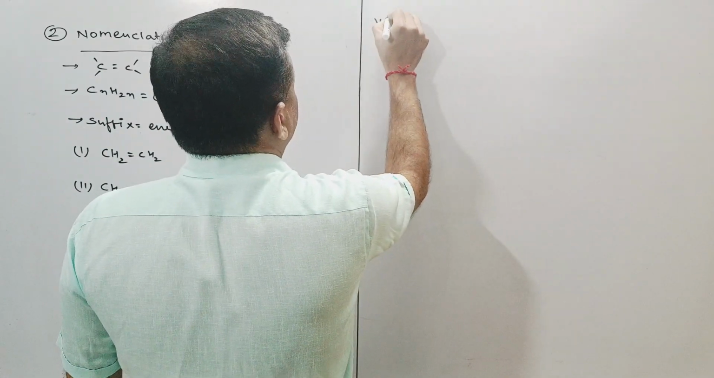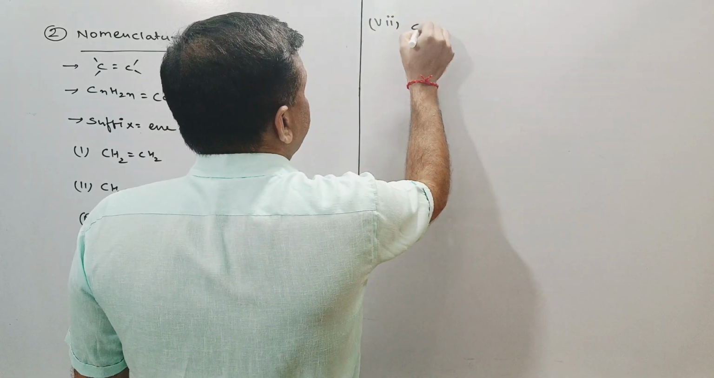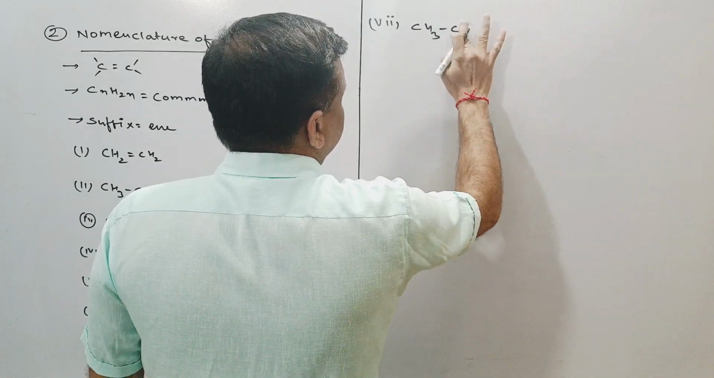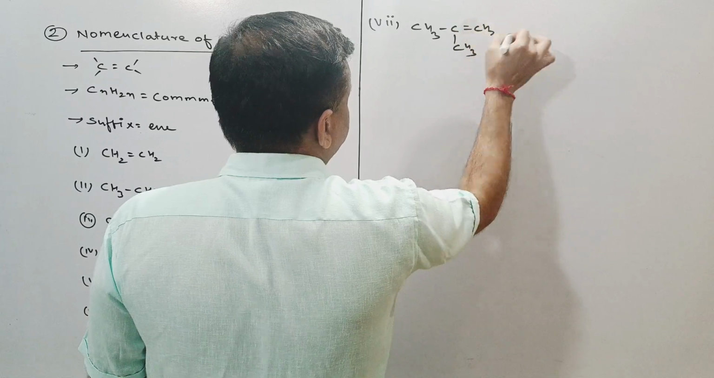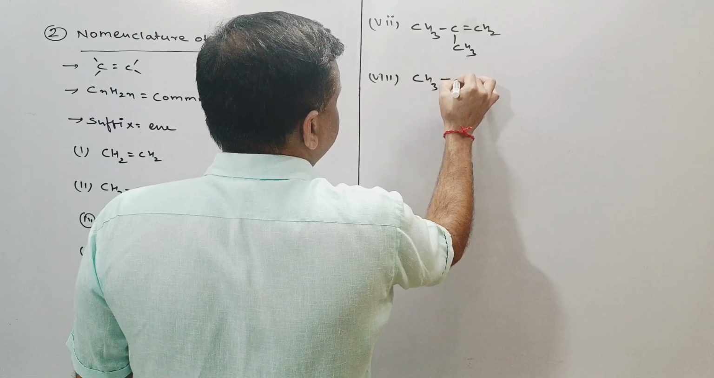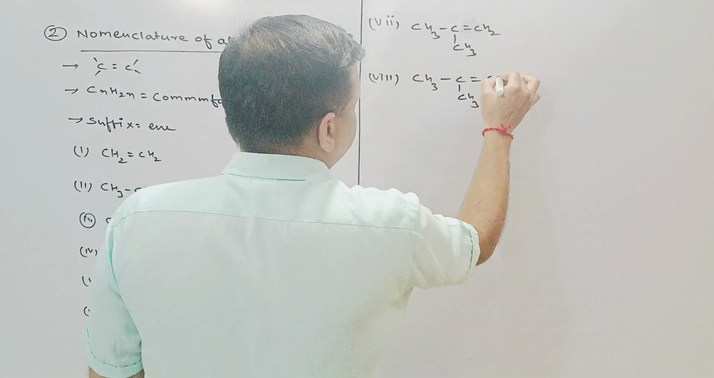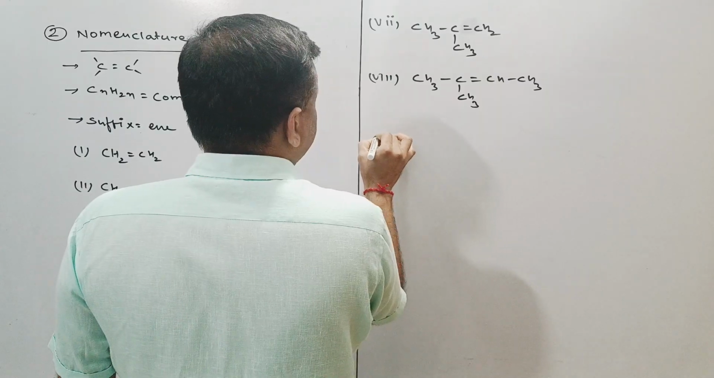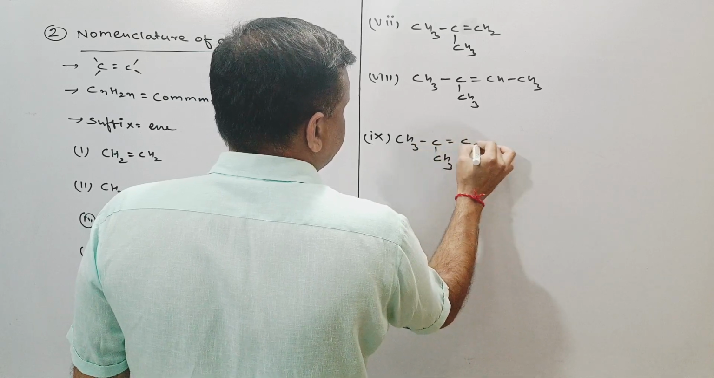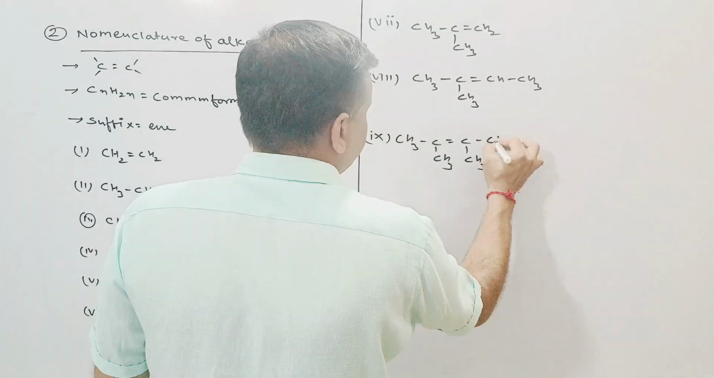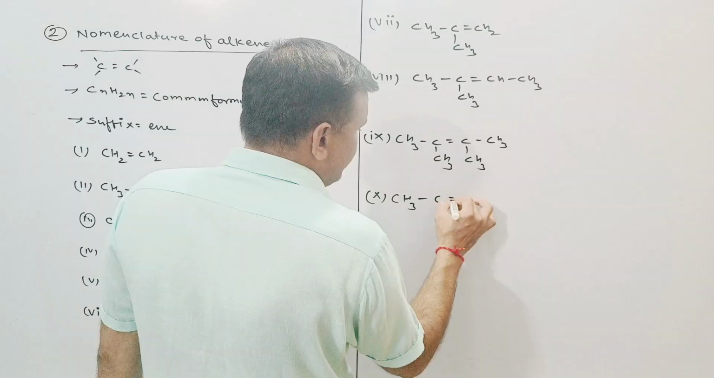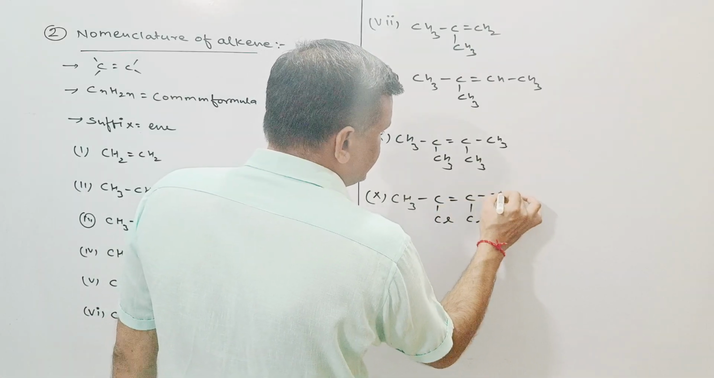Seventh compound. Now it is time to discuss the branched structures also. So this is the CH3, this is the double bond CH2. This is the eighth compound: CH3, double bond CH-CH3. Now the time to discuss the next compound, a C with CH3 and CH3. If there is the following condition, CH3-C, this is the Cl, double bond C, this is the Cl and CH3.